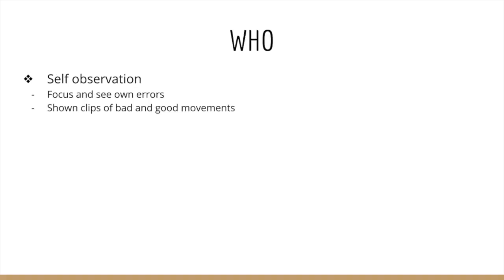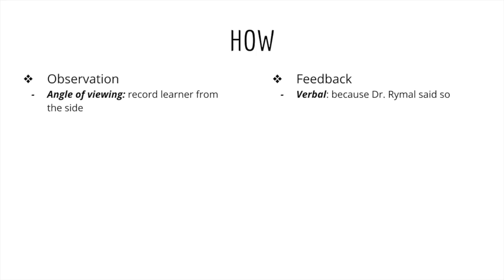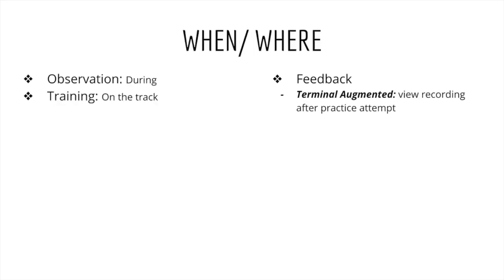The who is self-observation. To focus and see own errors, the learner will be shown clips of good and bad movements. The how of observation is angle of viewing. We will record the learner from the side. The how of feedback is verbal because Dr. Reimel said so. The when of observation is during, and the when of feedback is terminal augmented. The learner will view the recording after practice attempt. The where is training on the track.